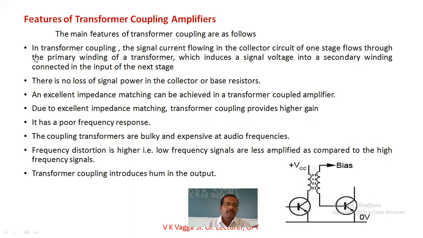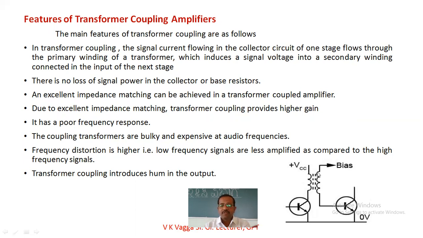Okay, so in the transformer coupling, the signal current flows in the collector circuit of one stage. You can see this is the collector terminal, the collector circuit of one stage. It flows through the primary winding of the transformer, which induces a signal voltage into the secondary winding, which is connected to the input of the next stage.